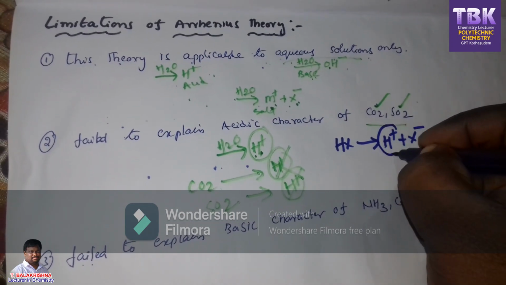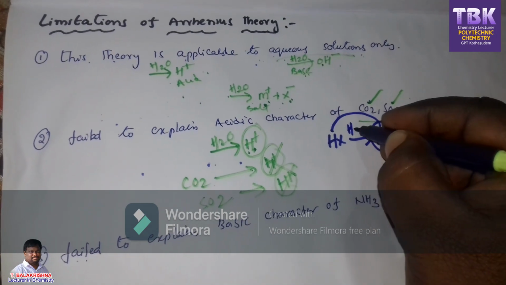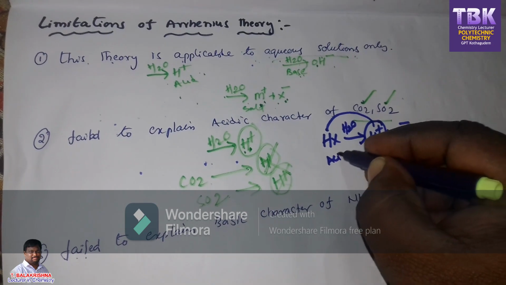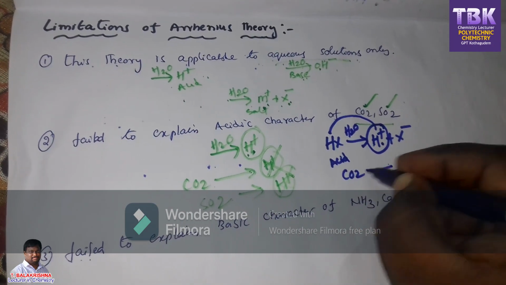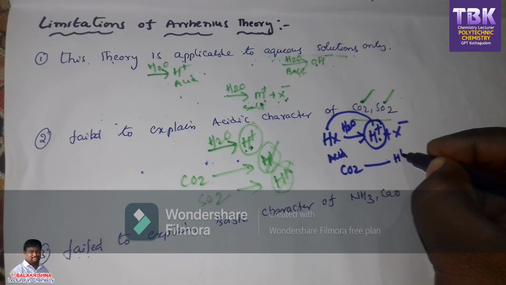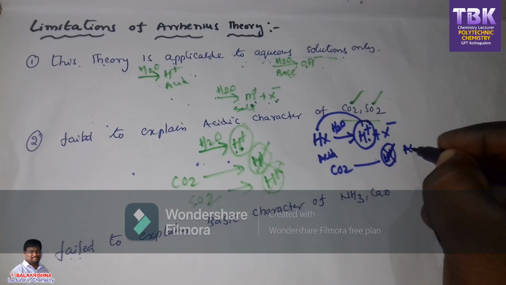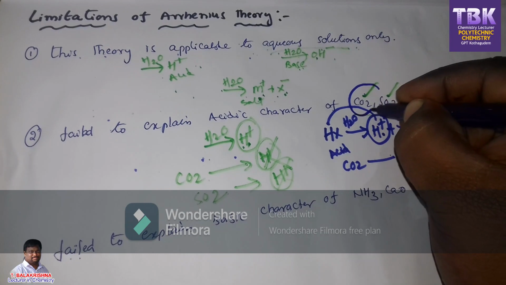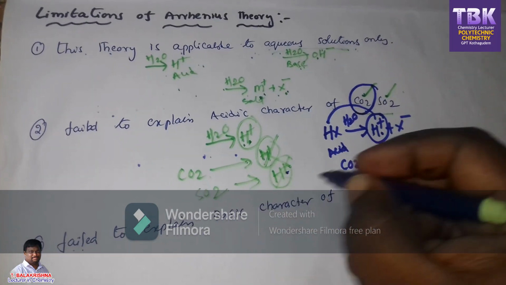H plus ion ప్రొడ్యూస్ చేయాలంటే దాని దగ్గర కంపల్సరీ H అనే ఆటమ్ ఉంటే అది వాటర్లో డిజాల్వ్ చేసినప్పుడు H plus ion ప్రొడ్యూస్ చేస్తుంది. అలా ప్రొడ్యూస్ చేస్తేనే దాన్ని మనం యాసిడ్ అంటాం. కానీ ఇక్కడ CO2లో H అనే ఆటమ్ లేదు కాబట్టి అది H plus ion ప్రొడ్యూస్ చేసే అవకాశం లేదు. కాబట్టి అది యాసిడ్ అయి ఉండే అవకాశం లేనే లేదు. బట్ ఎక్స్పెరిమెంటలీ ప్రూవ్డ్ దట్ CO2 is an acid. So these theories fail to explain the acidic character of CO2.